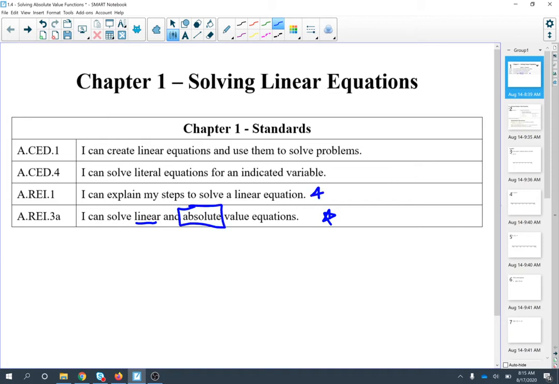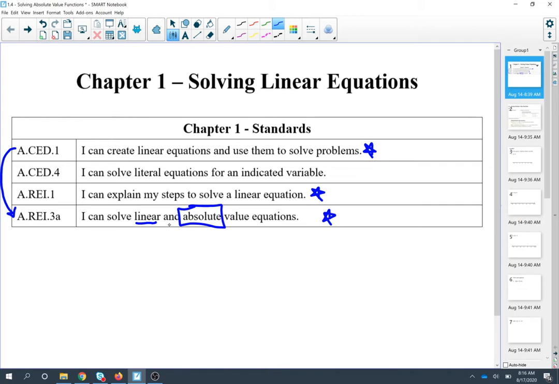We did this standard explaining our steps at the beginning of the chapter, and then this standard I haven't really addressed, but you've kind of been doing it all along. When we do our application problems, and I remember on the last section we did distance equals rate times time, you actually wrote that equation that you used to solve for the distance. So this A.CED.1 has kind of been floating along the whole time in the back of your mind, and these two go really well together because after you write a linear equation, you then have to use it to solve. So you've really been doing it all along.